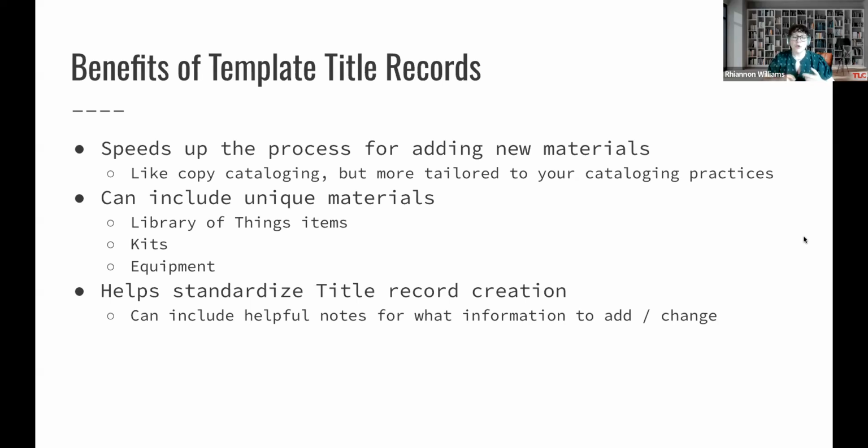It's also useful for things like unique equipment. So things like Chromebooks or hotspots, iPads, computer carts is another thing, especially if you are cataloging those types of equipment like laptop carts and want to be able to check out those items to teachers or to staff. As equipment changes over time, as you get new equipment, having a template already together for that specific kind of material can be helpful.